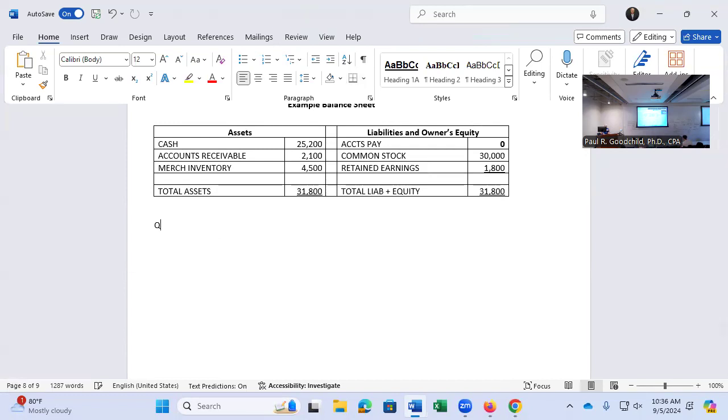So then a quick cash flow statement would say cash inflows or outflows from operations.